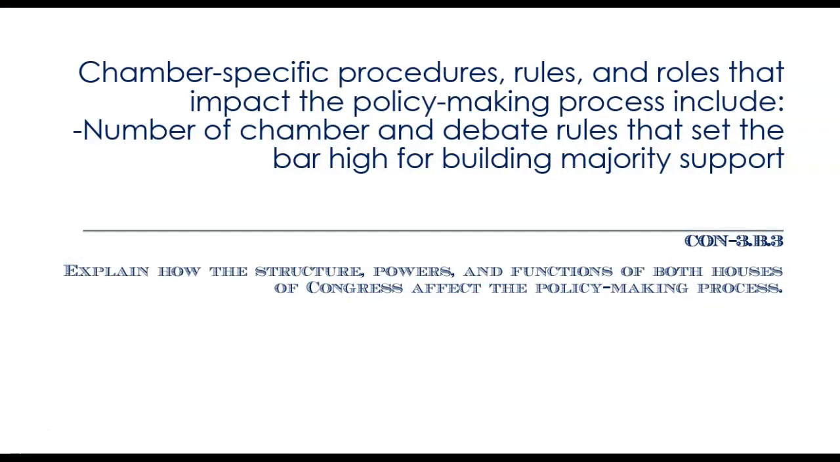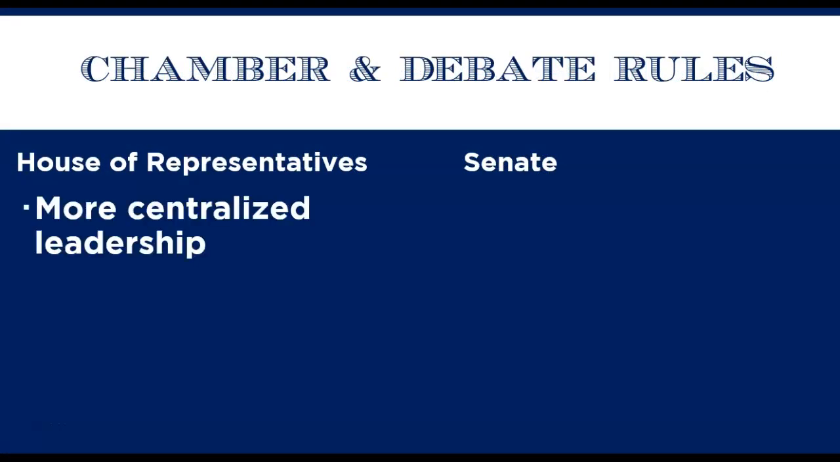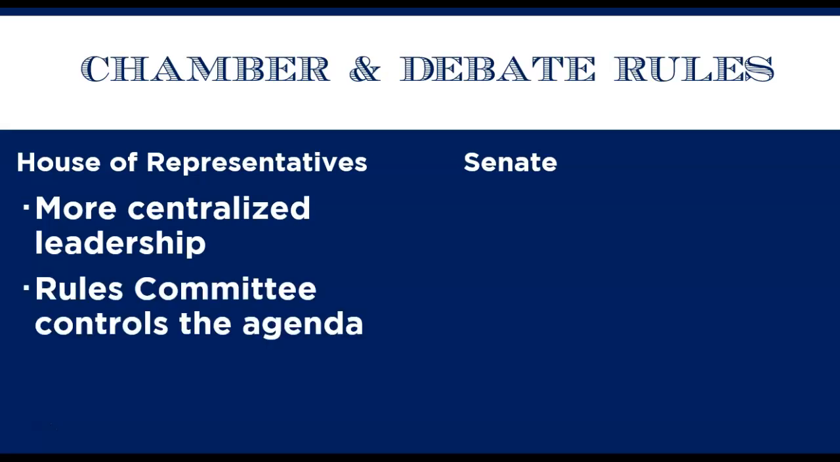All right, now we're going to talk about chamber-specific procedures, rules, and roles that impact the policy-making procedure and process. There are a number of chamber and debate rules that set the bar high for building majority support. Here we're going to look at both of the houses. The House of Representatives is more centralized as far as its leadership. They have a rules committee that controls the agenda. Whatever this rules committee says, it goes. So they're in complete control of the process in general.